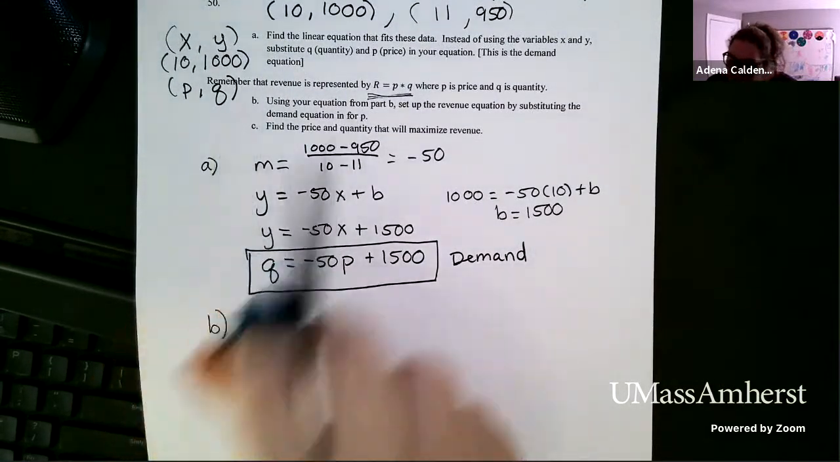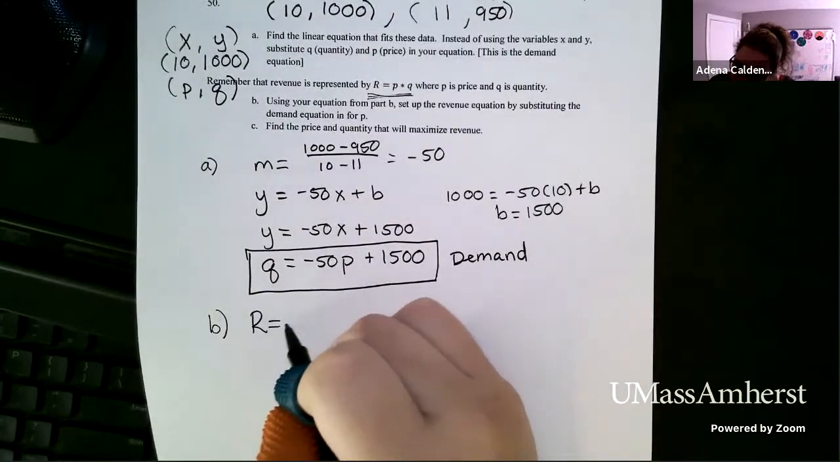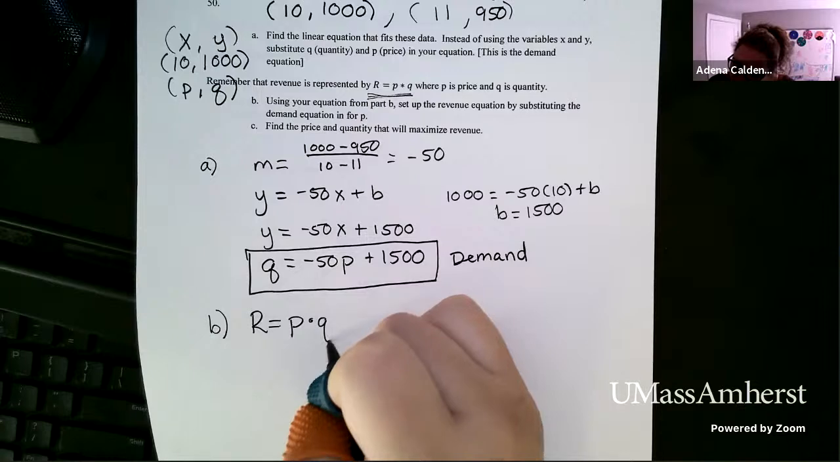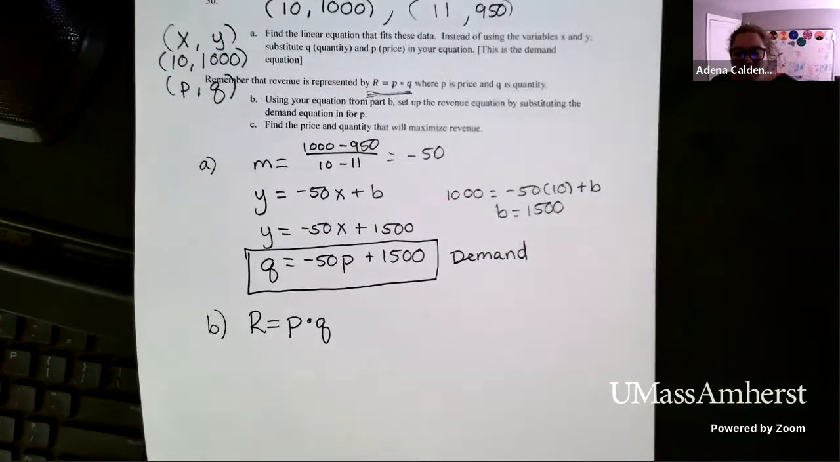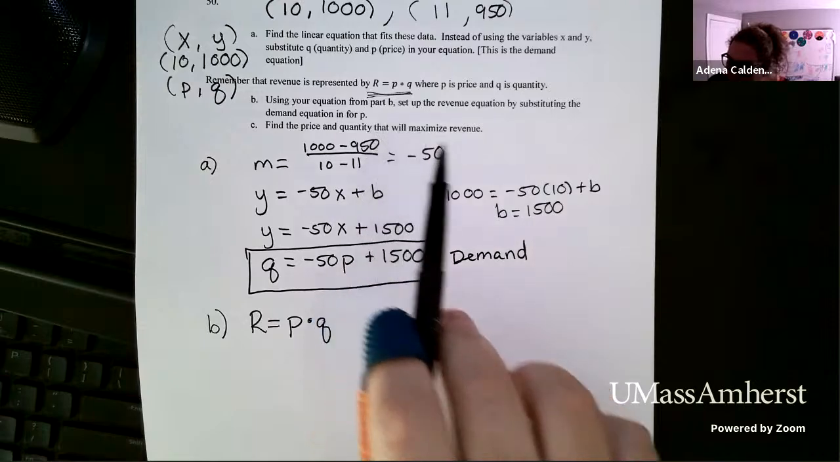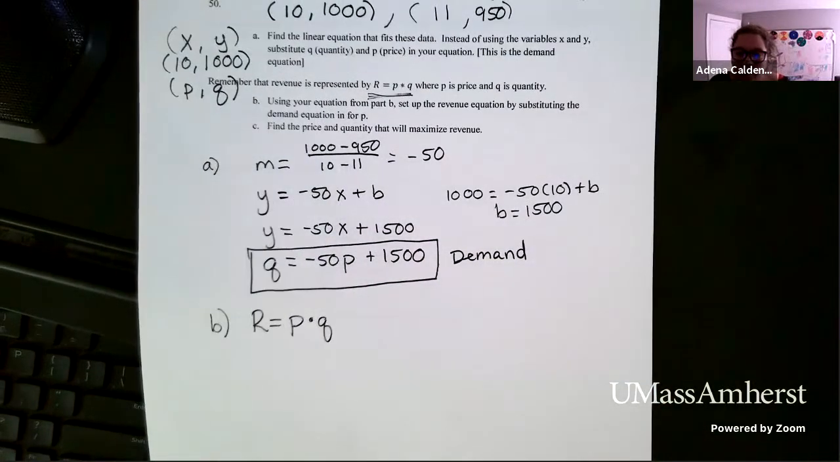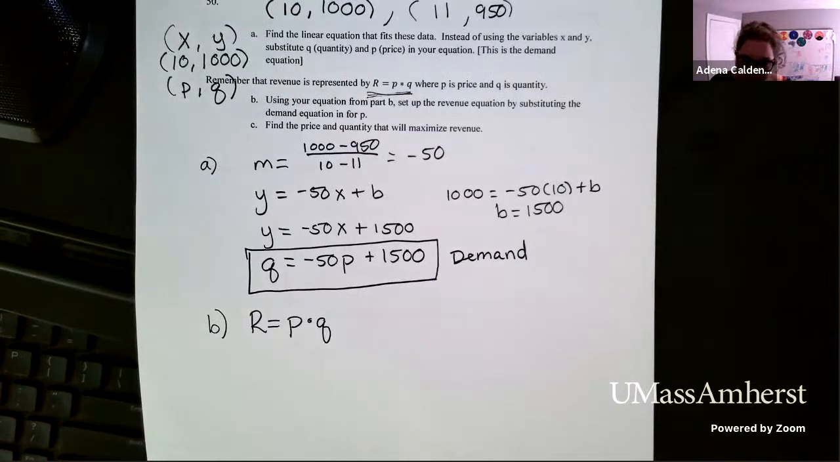For part B, it says, remember that revenue is price times quantity. So we start with that, right? So we've talked about that before. Revenue is the amount of money you take in from selling an item. And so we want to use our equation from part A to set up the revenue equation by substituting in the demand equation in for P.